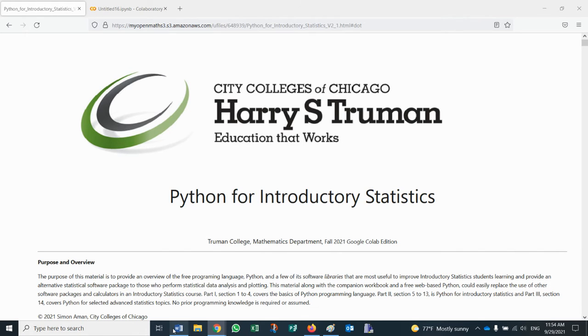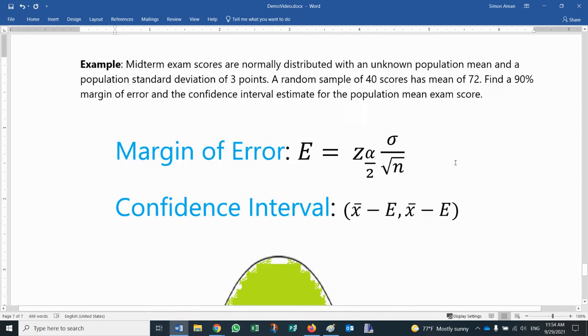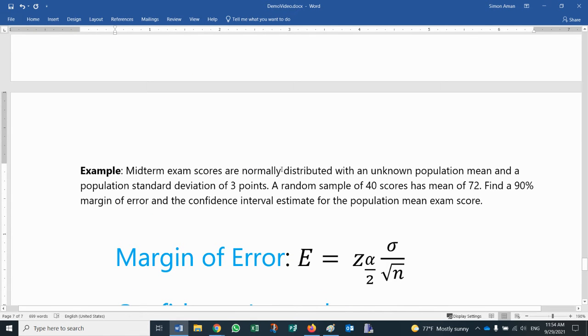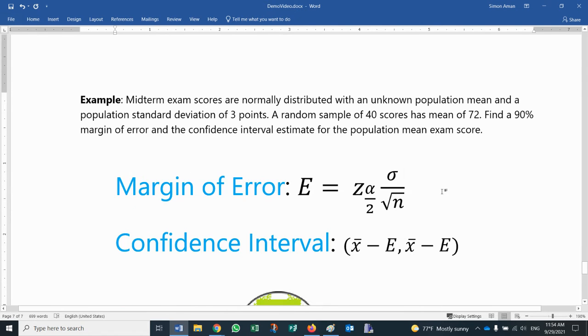Let's look at this example. It says midterm exam scores are normally distributed with an unknown population mean, but a population standard deviation of 3 points. So sigma is given. Now, a random sample of 40 scores was selected from this population, and it has a mean of 72 points. The question is to find the margin of error and the confidence interval.